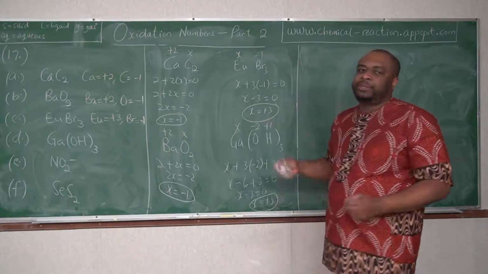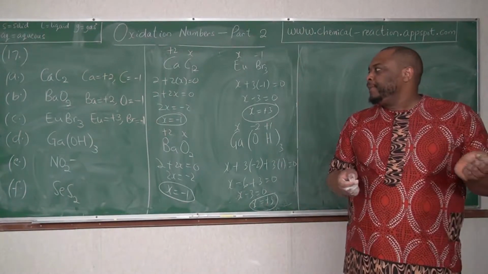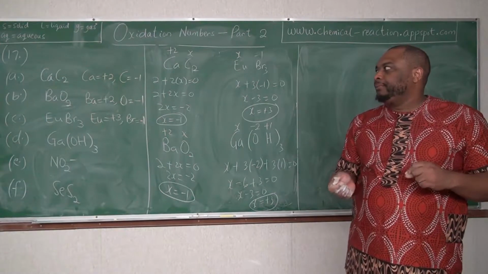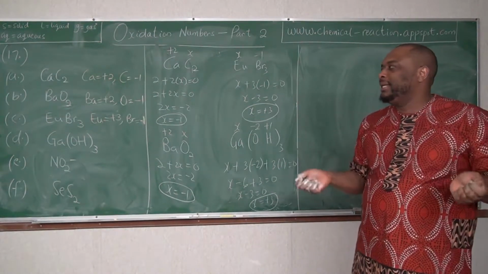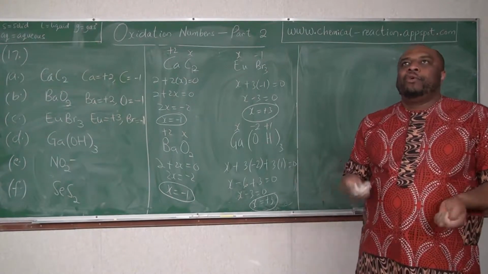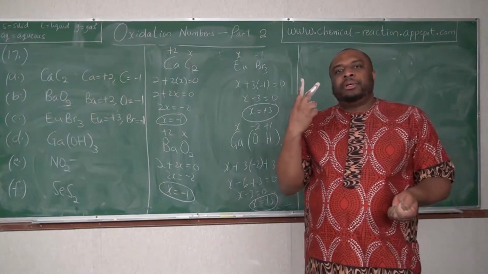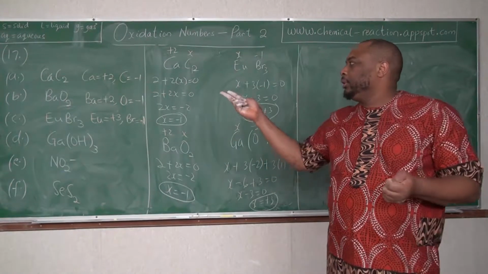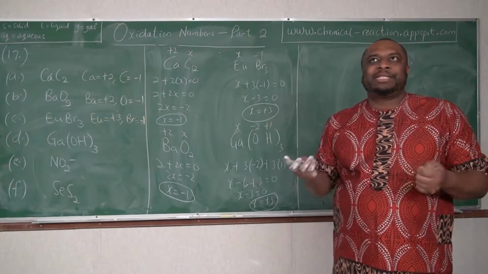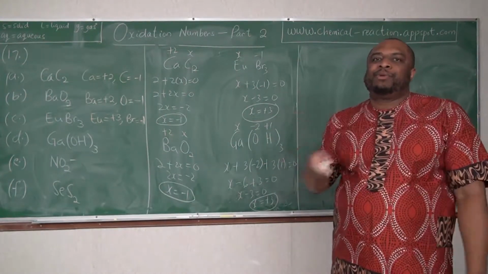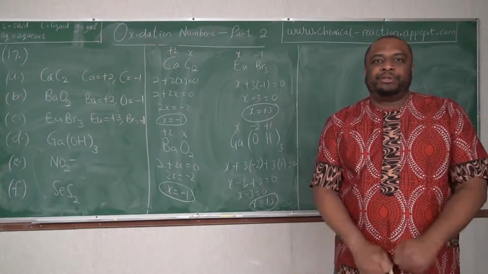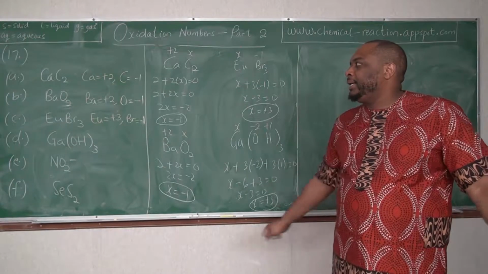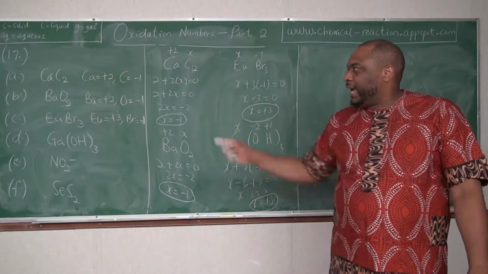So this is gallium 3 hydroxide. Calcium carbide, calcium 2 carbide, if you want to say that, or just say calcium carbide. When you have two compounds, that's fine, except if it has multiple oxidation states. Calcium, we already know, is always going to be 2. So calcium carbide. Now this one is barium peroxide.